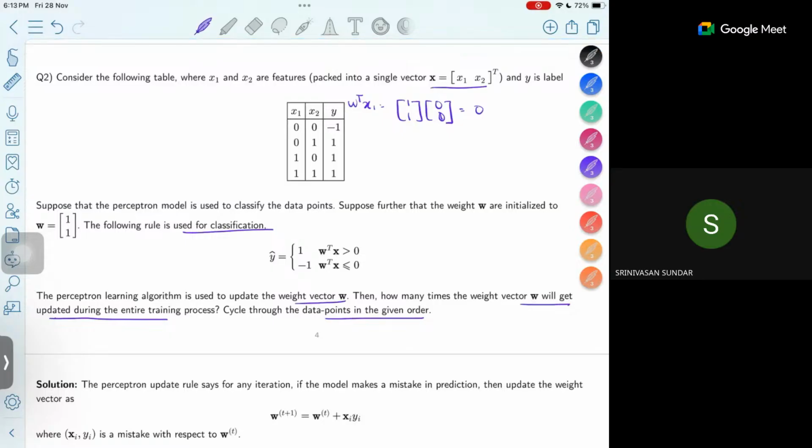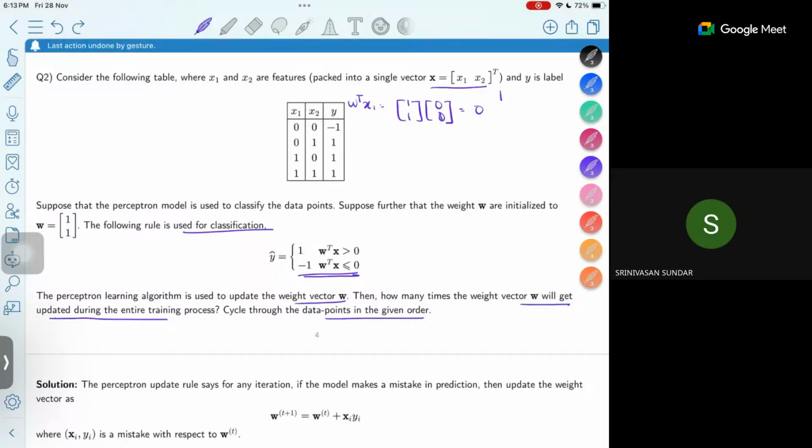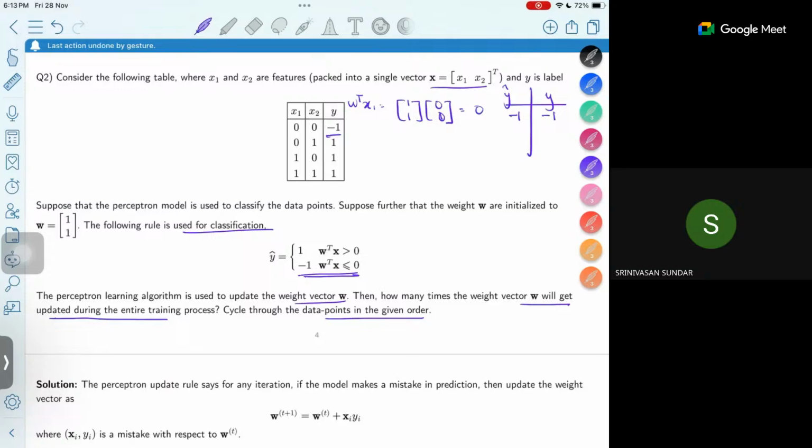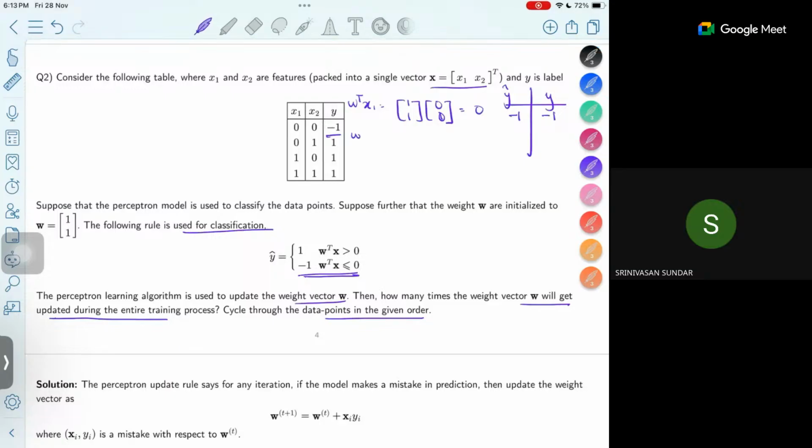And 0 falls in this case, which means, I will call this y hat, the predicted y, and this is the true y. The true y is obviously -1, that's given here. The predicted y is also -1, because it falls in this condition. What about the second one? W transpose x2 is equal to 1, 1 dotted with 0, 1, and that is 1, which is greater than 0, so it is +1 class. Here also it's +1 class.